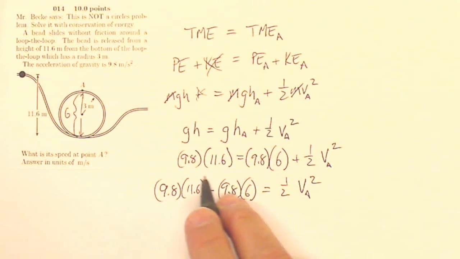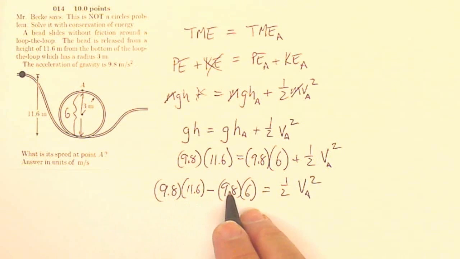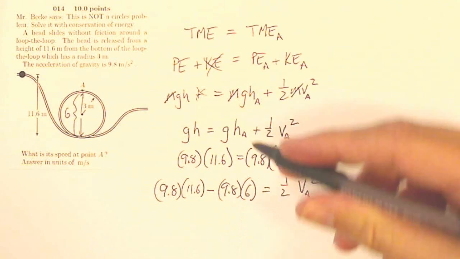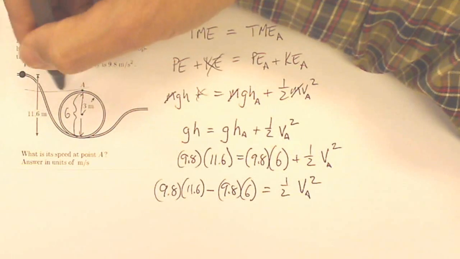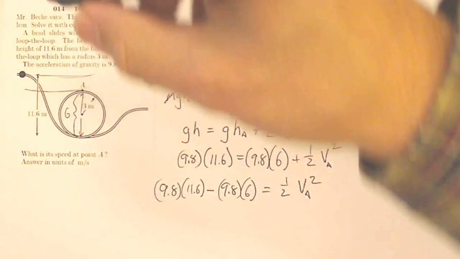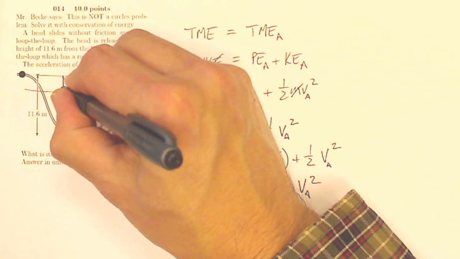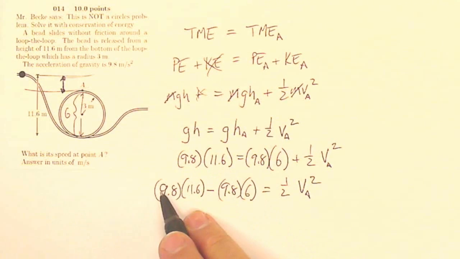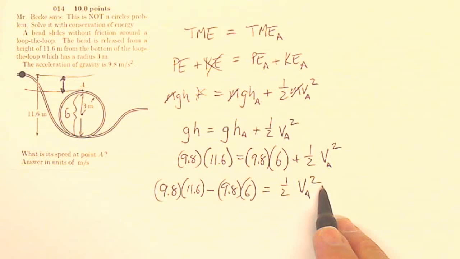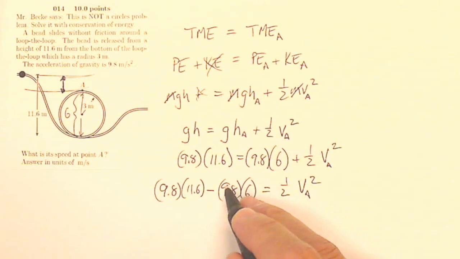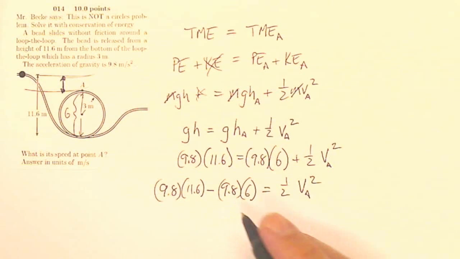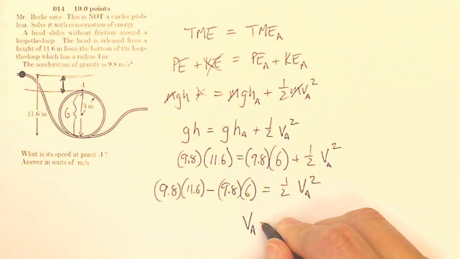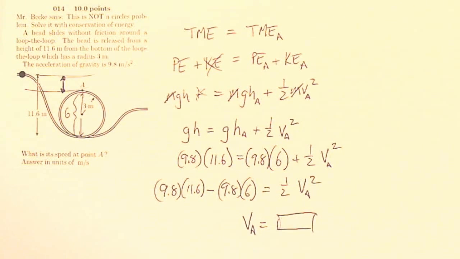Now you might notice that you could factor out a 9.8 here. You get 9.8 times (11.6 minus 6). Well, 11.6 minus 6 is actually the difference in height from the top of the loop to the bottom of the loop. So really, I could have done mg delta h, the mass times gravity times the change in height, equals 1/2 mv squared. So that's a little trick if you get there. Otherwise, you get a number, multiply by 2, square root it, and you will get yourself a velocity at A. Better be a positive number.